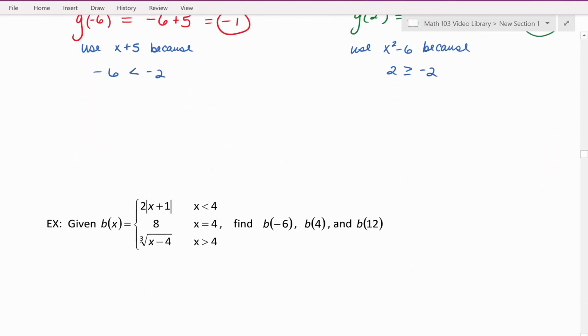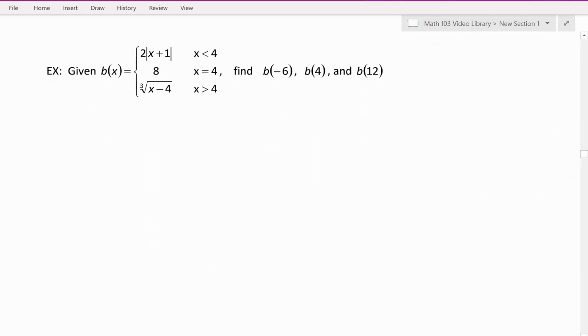Let's try another one. Piecewise functions can have more than just two parts, so you'll see this piecewise function has 3 parts. Given b of x equal to 2 times the absolute value of x plus 1 when x is strictly less than 4, 8 when x is equal to 4, and the cube root of x minus 4 when x is strictly greater than 4. We want to find b of -6, b of 4, and b of 12.